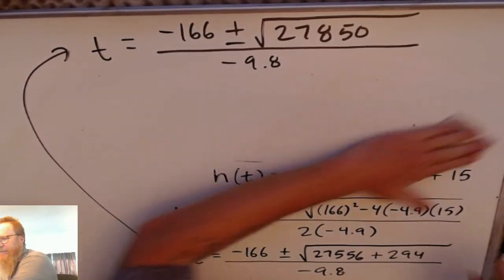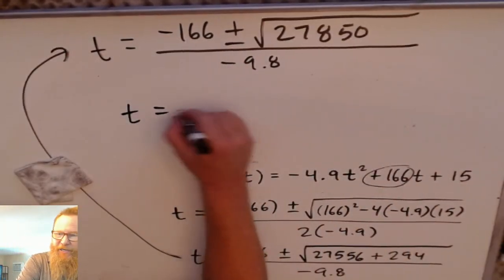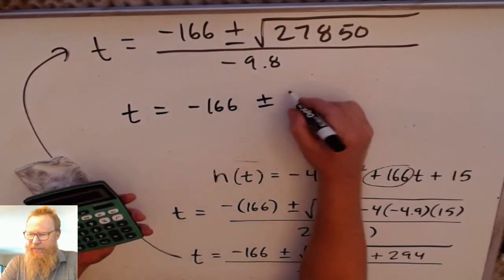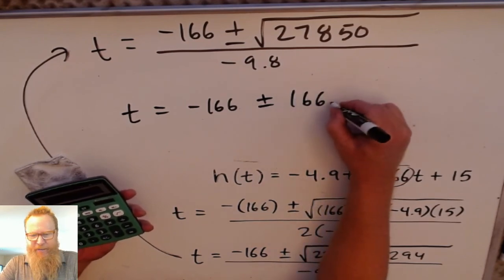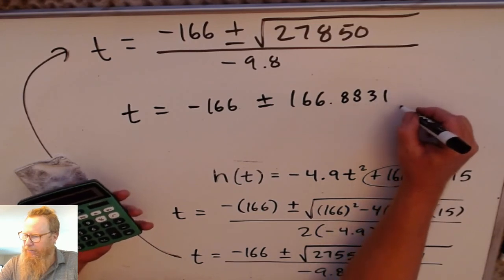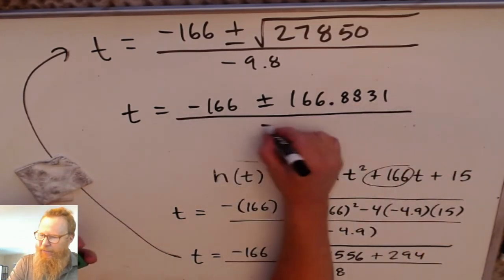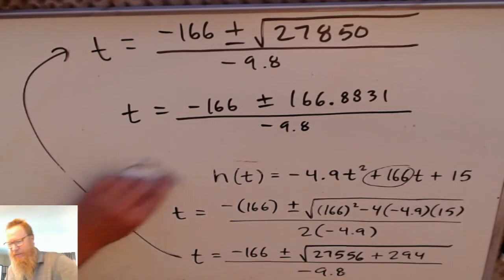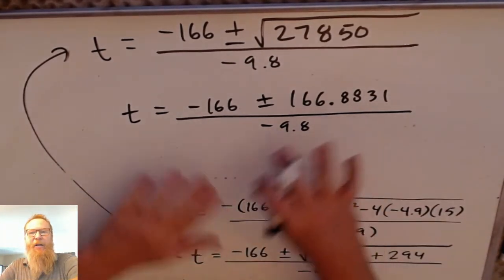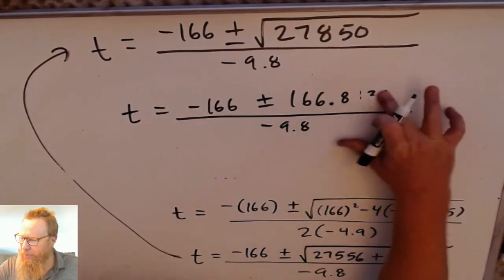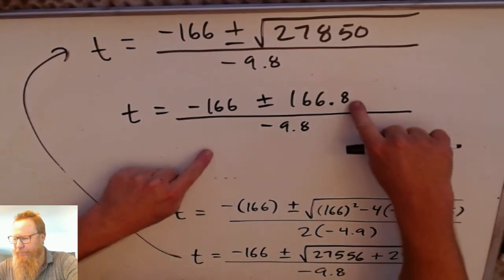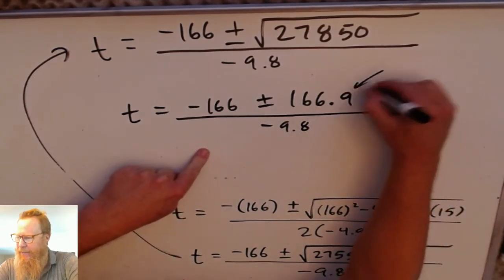Now the chances of this being perfect are so slim, I'm not even going to hope. Just going to do it. Nope. It's a decimal. 166.8831. Blah, blah, blah. Over negative 9.8. So it's hard to tell which one of these. And by the way, let's just do one decimal place here. That's all we really need. Or we could round up to 0.9. I rounded up.